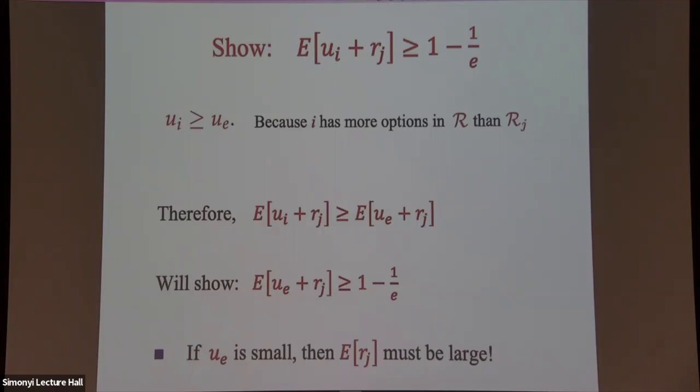Basically, what we'll show is that if UE is small, then the expectation of RJ is large. If UE is large, we are done already, right? It's at least 1 minus 1 over E and we are done. But for this, we want to show it for the entire range of UEs. So obviously, I'm not talking about plain expectation, I'm talking about conditional expectation. So I'm just setting up the groundwork, so once I bounce a conditional expectation on you, you know what to expect. That was a pun that I didn't intend at all. Okay, that's the whole idea. If UE is small, then the expectation of RJ given UE must be large, and therefore their sum must be large enough.